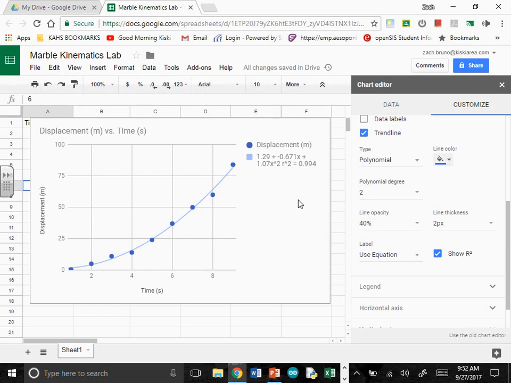So when you do your graph here and you're looking at your equation, this term in front of the x squared, that's going to be 1/2 of the acceleration. So we double it. All right. So in the next video, we'll talk a little bit about the velocity versus time graph.